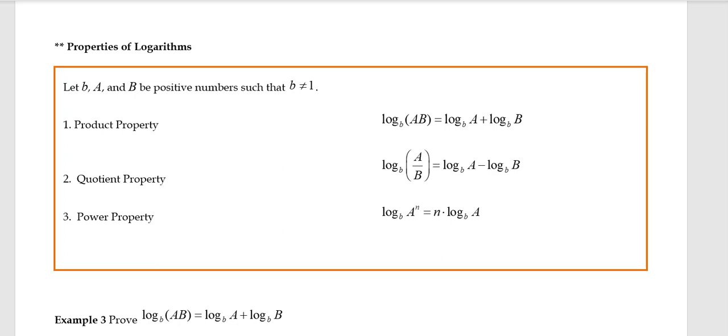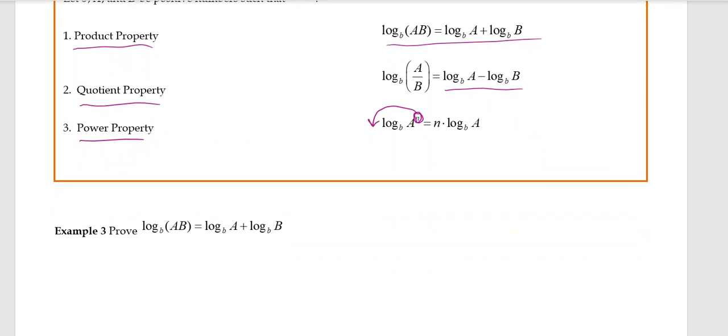A, B, and the base b are all positive numbers, but b can't be equal to 1. So you've got the product property that we went through with our first 3 problems. The sum of the logs equals the log of the product. Quotient property, the difference of the logs equals the log of the quotient. And the power property says that if you have an exponent up here, you can just bring it out front and multiply that by the log base b of A without the exponent.